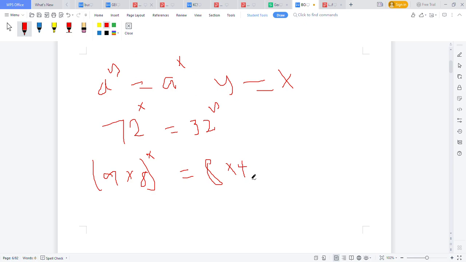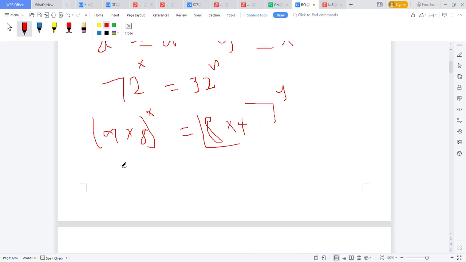8 times 4. So all of this is raised to power y. If you are given a question like this, then you know that here we are going to have 9 raised to power x times 8 raised to power x is equal to 8 raised to power y times 4 raised to power y.